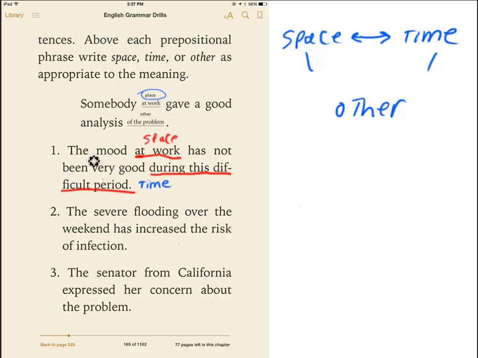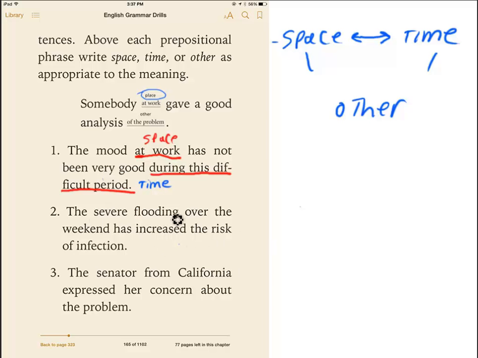The mood, which mood? The one at work. Has not been very good. Why or when? During this difficult period. So both these are prepositions, at and during, and you can see that they both act as adjectives. So go ahead, and maybe we'll do three together so you can see.